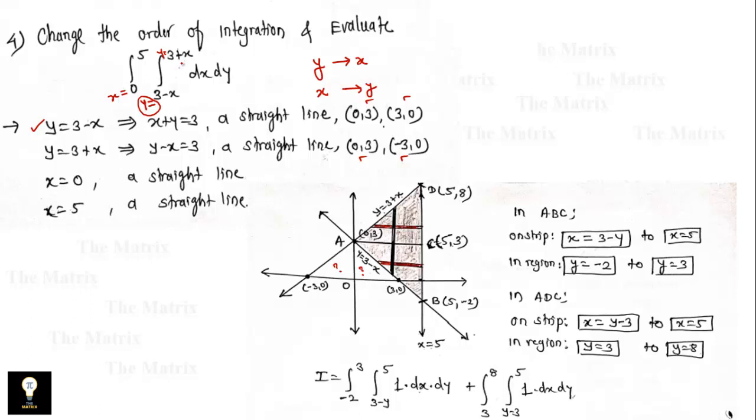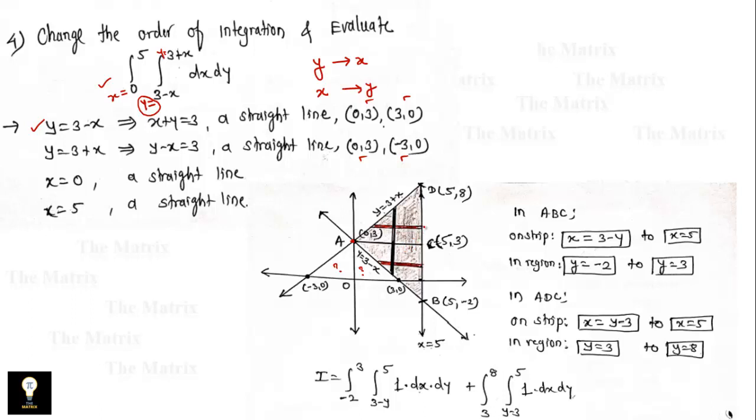Also, we have to check for x limits. x is varying from 0 to 5. Yes, at point A, x is 0. At point or on line DB, we have x as 5. So only this region is satisfying the given limits of integration.